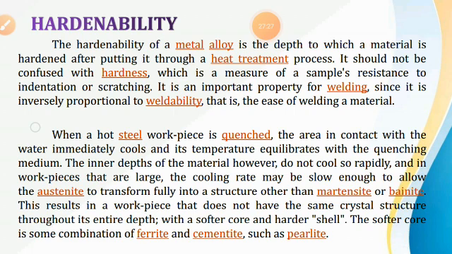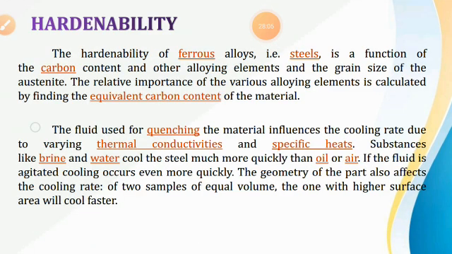The inner depths of the material, however, do not cool so rapidly, and in a large workpiece the cooling rate may be slow enough to allow the austenite to transform into a structure other than martensite or bainite. This results in a workpiece that does not have the same crystal structure throughout its depth, with a softer core and outer shell. The softer core is a combination of ferrite and cementite, such as pearlite.